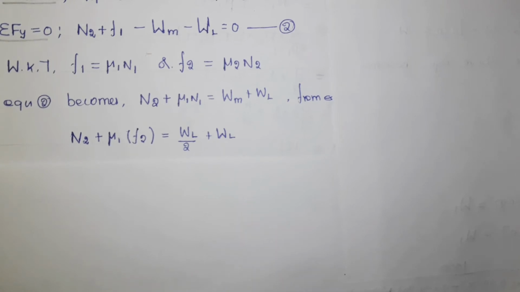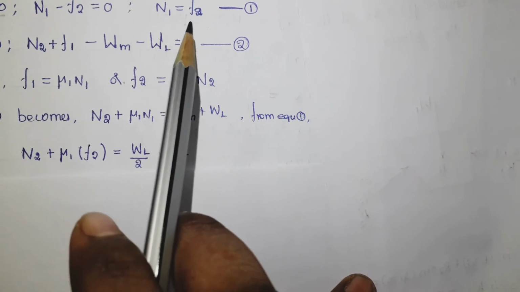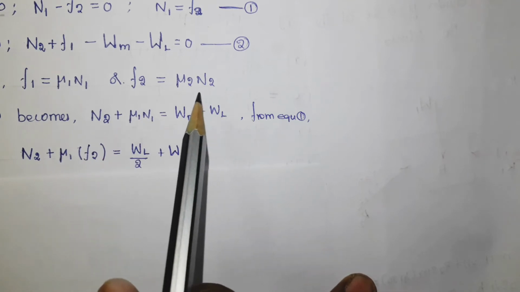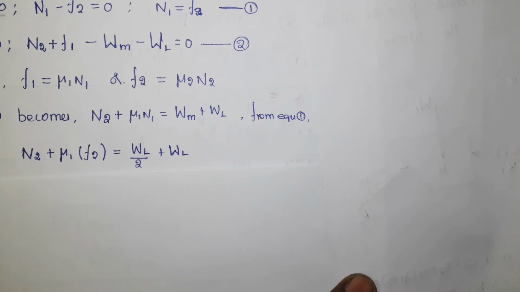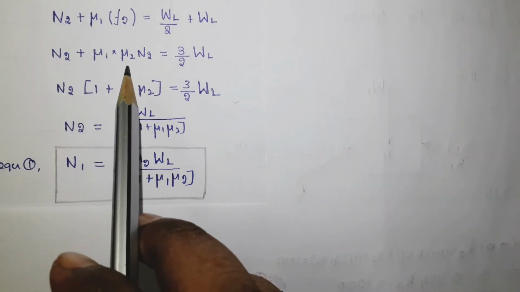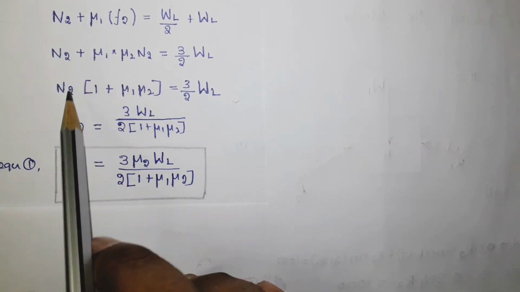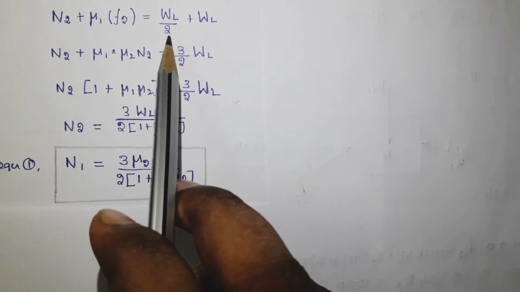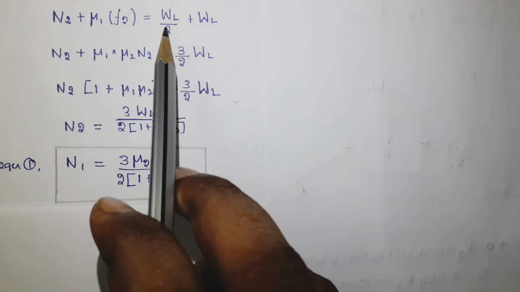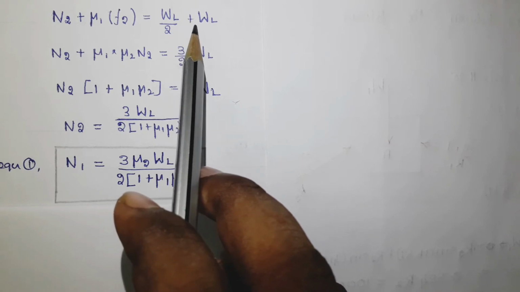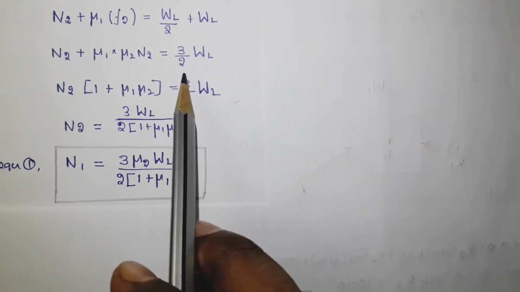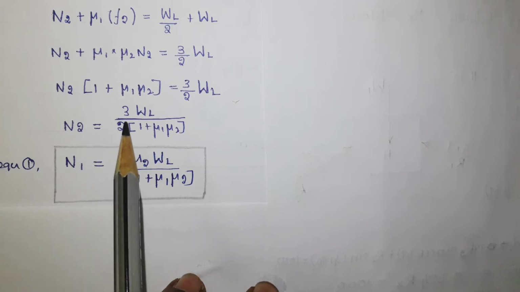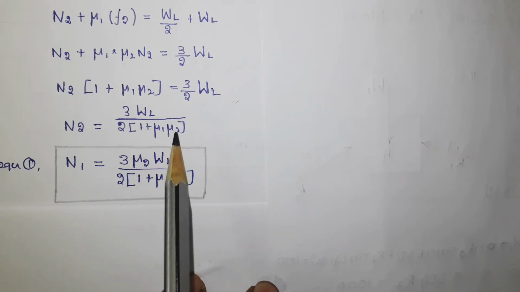Now from equation 1, N1 can be replaced by F2. So in the place of N1 which is being replaced by F2, now F2 can be written as mu2 into N2. So this equation will become mu1 into mu2 N2. So just take this N2 outside, and now the remaining term will become 1 plus mu1 mu2, and here WL by 2, which is nothing but the weight of the man, which is half of the weight of the ladder, plus WL. Now these two can be combined together to form 3 by 2 into WL. Finally, if you simplify this equation, N2 will become 3 by 2 WL divided by 1 plus mu1 into mu2.